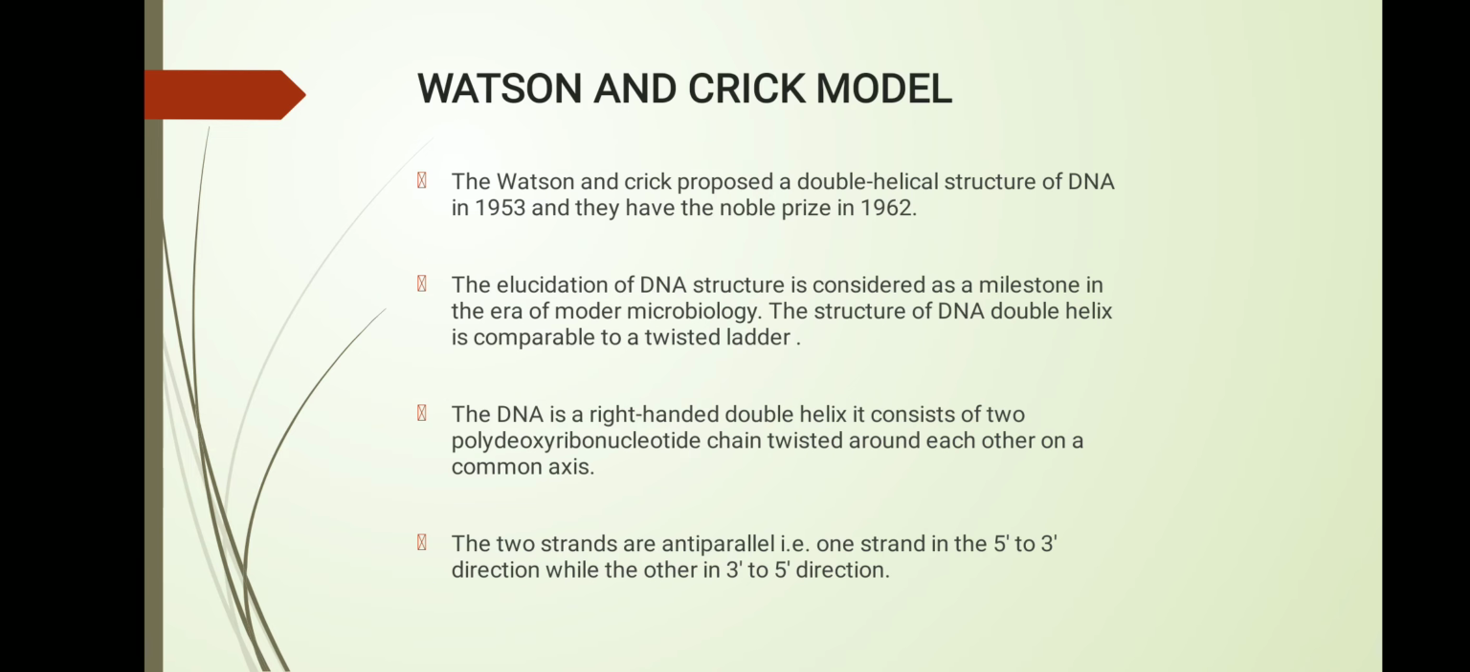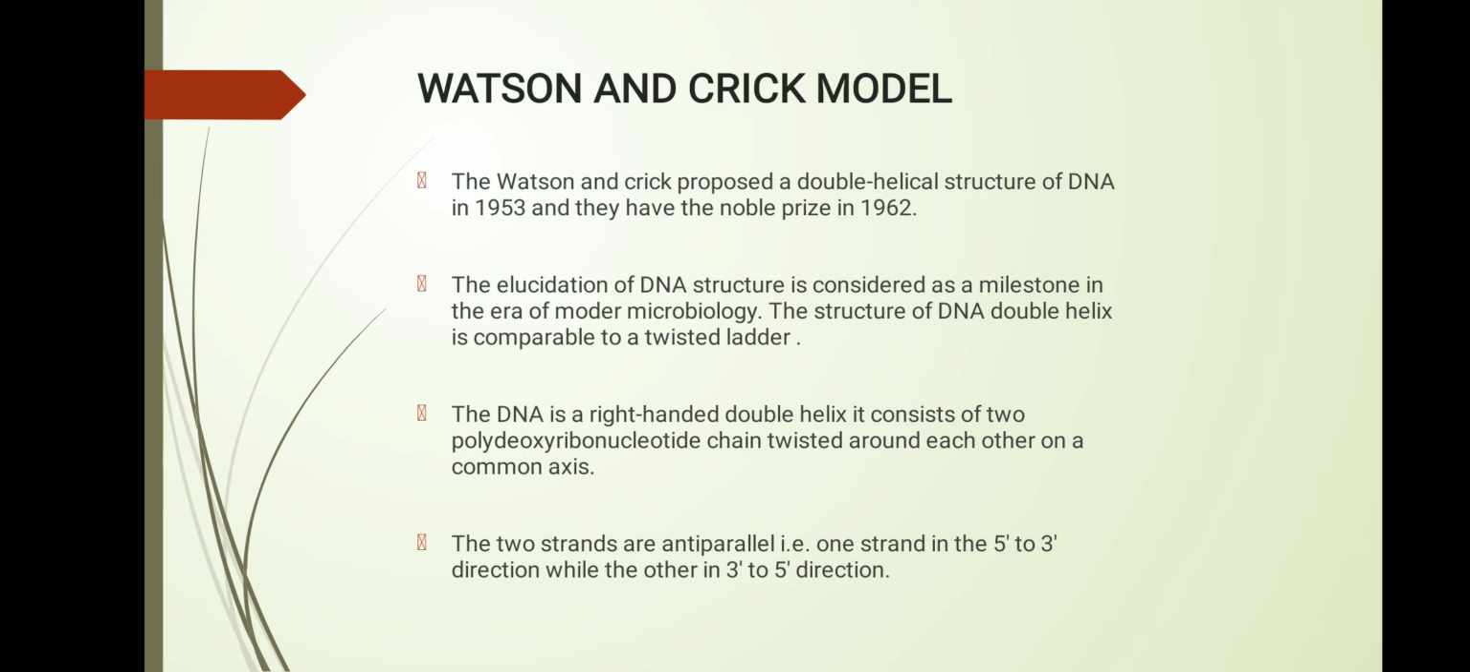Now we discuss the Watson and Crick model of DNA. Watson and Crick proposed a double helical structure of DNA in 1953 and they received the Nobel Prize in 1962. The DNA is a right-handed double helix. It consists of 2 polydeoxyribonucleotide chains around each other on a common axis.